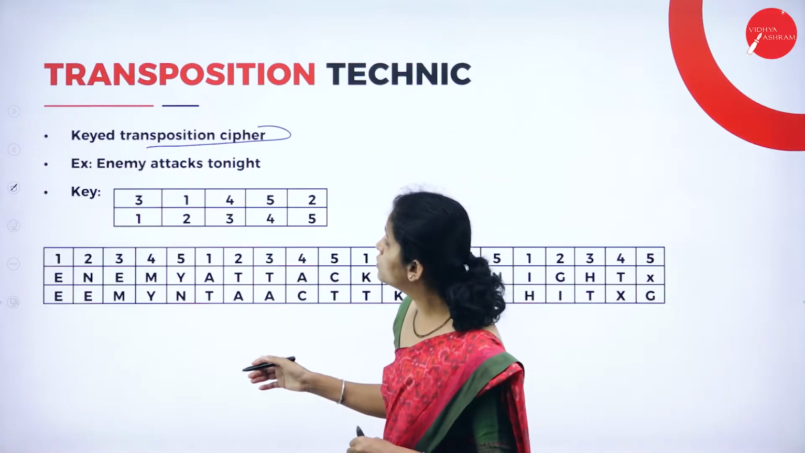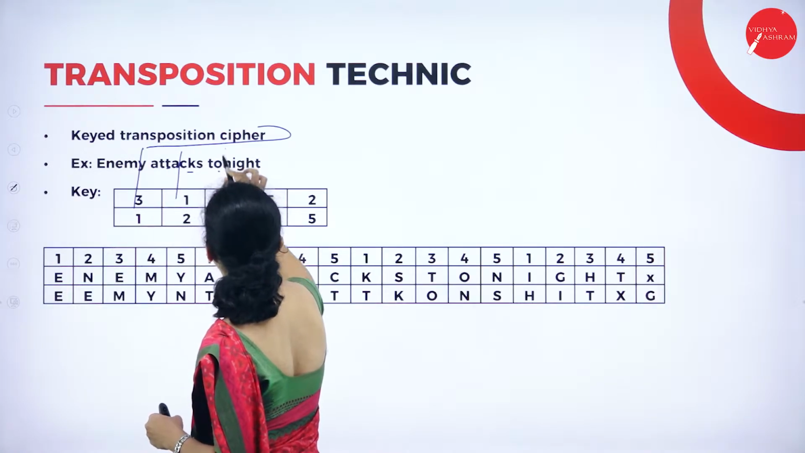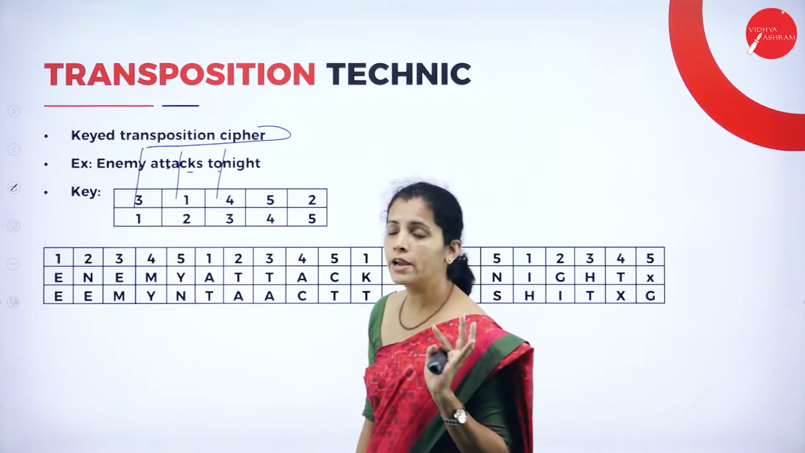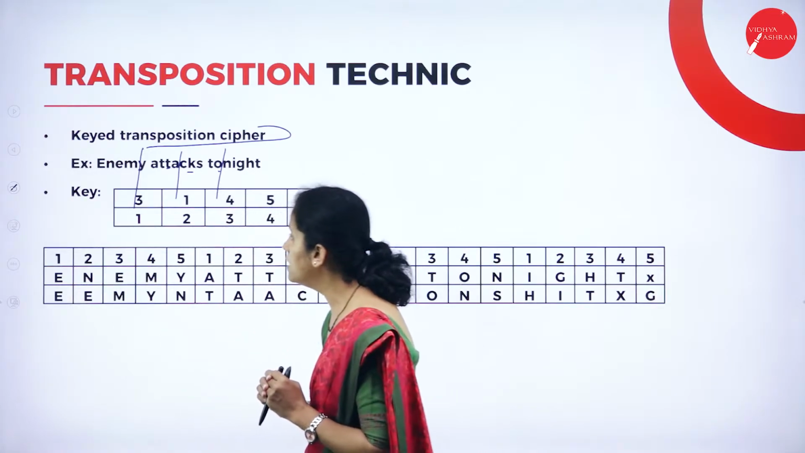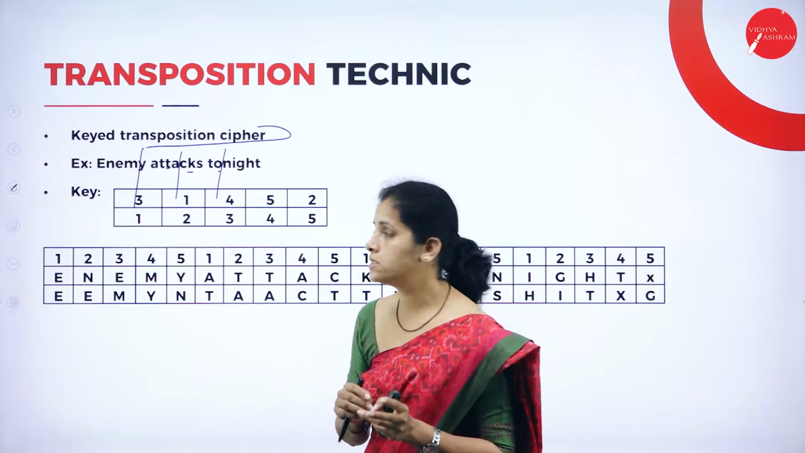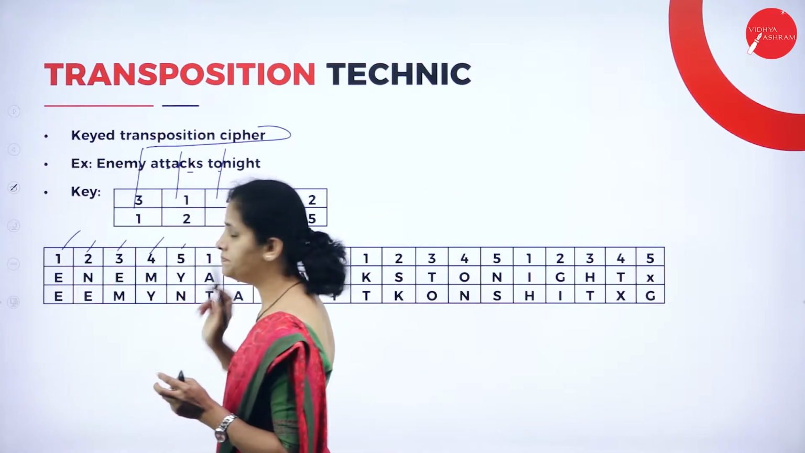So what I want to do is consider 5 characters at a time. I'm going to create a table and write the index: 1, 2, 3, 4, 5.